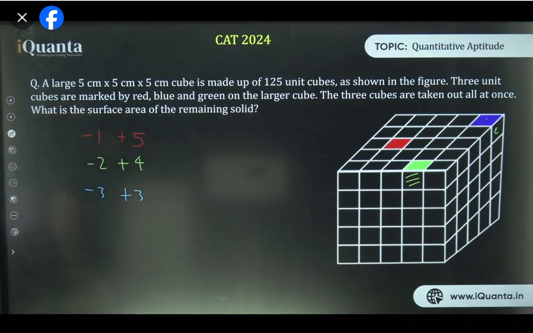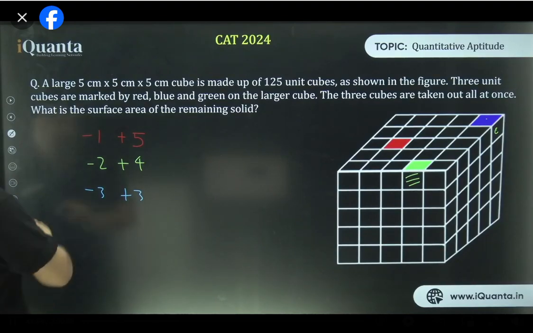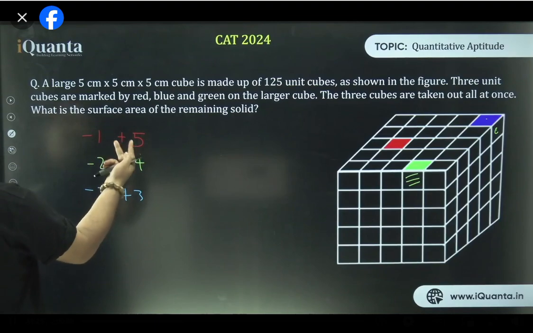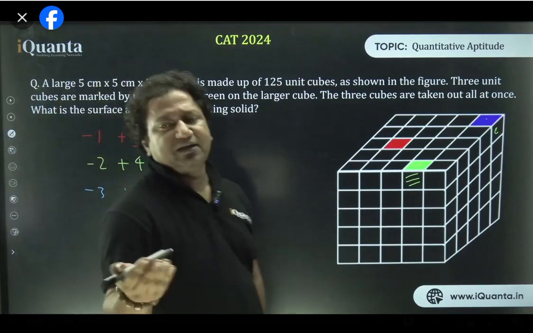Is that fine, everyone? Gunjan, we will come to this dot now. First, is this clear to you or not? So 4 new come up here, 2 new come up, 6 new are coming up. That's why we added 6.